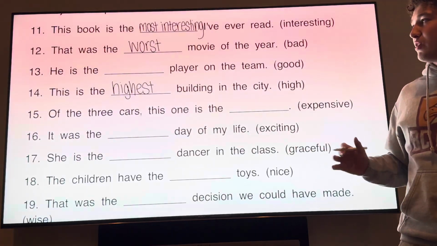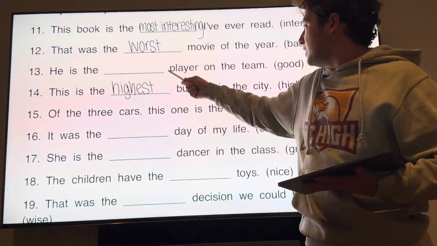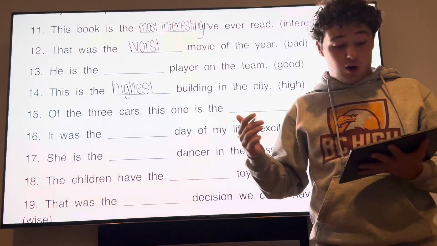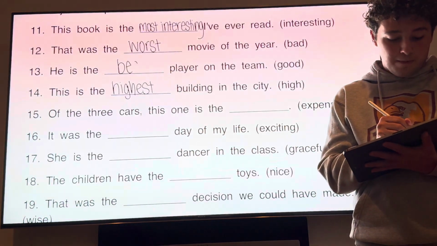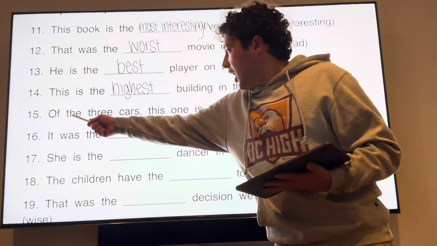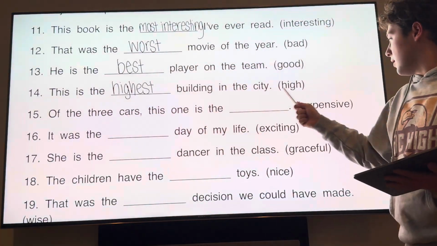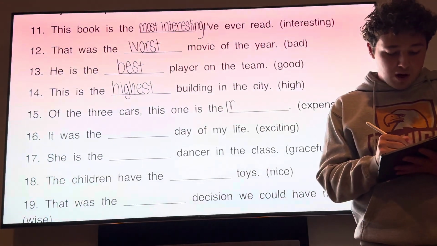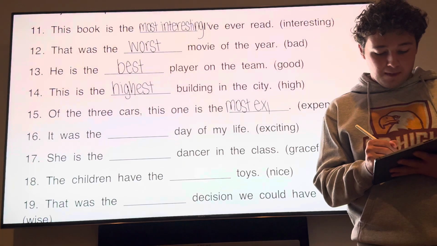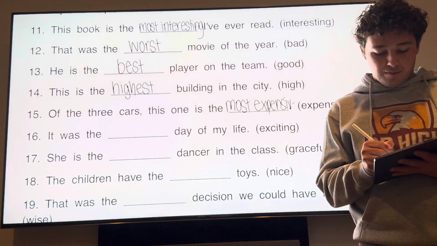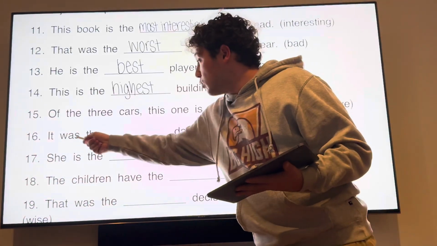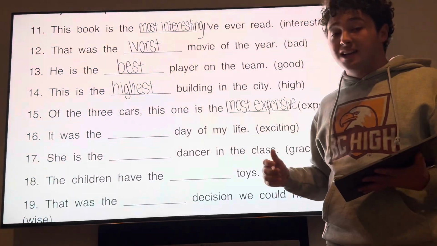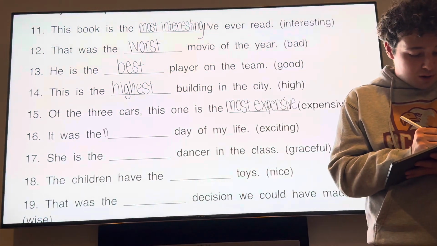Now that you've finished them, let's go over them together. 13, he is the blank player on the team, and they give you good. So just like bad above it, good also has its own, which is best. Okay, of the 3 cars, this one is the, and then they give you expensive. Expensive is long, so you would say most expensive. Okay, 16. It was the blank day of my life, and they give you exciting. Exciting is long, so you would say most exciting.